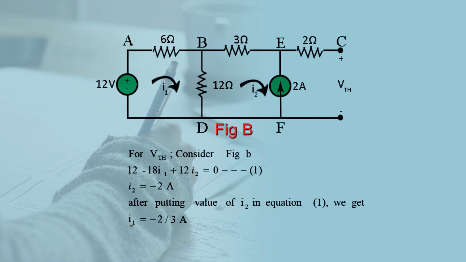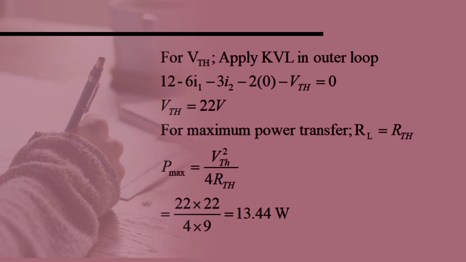So the direction of this loop current I2 and the current flowing between terminal F and E are opposite, so you can write I2 is equal to minus 2 A. So just put the value of I2 equal to minus 2 ampere in the previous equation. After solving, you will get the current I1, and it comes equal to minus 2 by 3 ampere. Now apply KVL around the outer loop to get the VTH across the terminal AB.